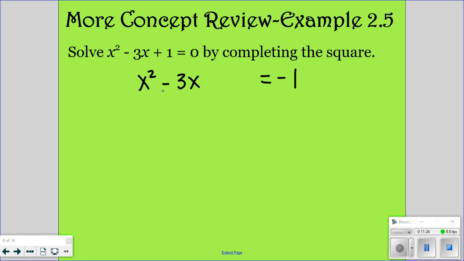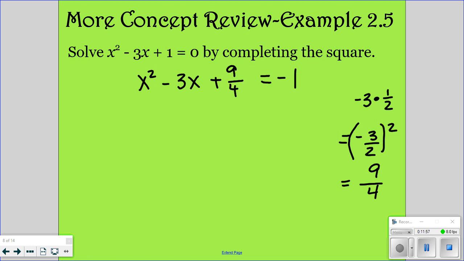From here, we are going to take this number, negative 3, and multiply it by 1/2. We're going to take half of it, negative 3 over 2. And then you're going to square that number. So negative 3 squared is a positive 9. And 2 squared is a positive 4. And you're going to take that half and then squared number and add it to both sides of your equation. So you have plus 9 over 4 on the left side, plus 9 over 4 on the right side.